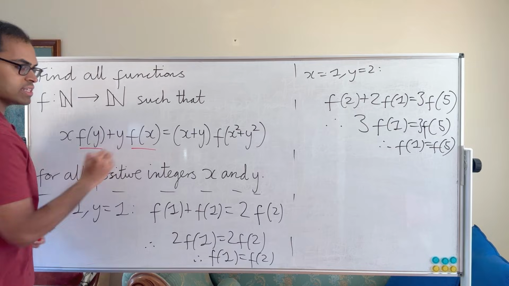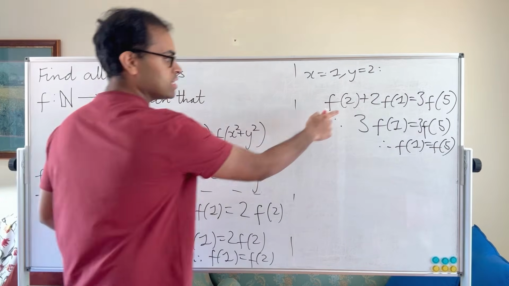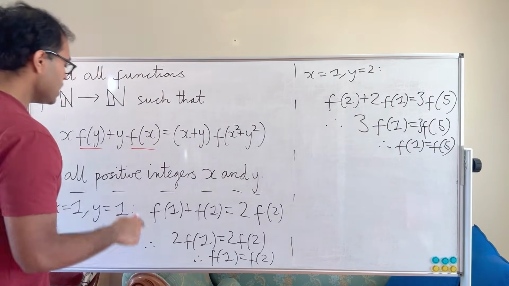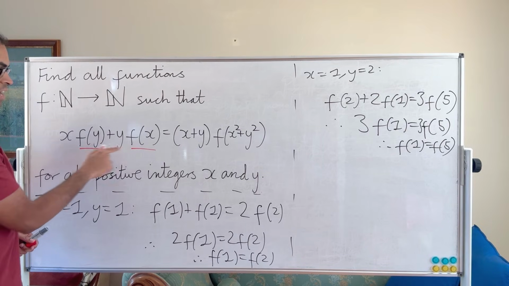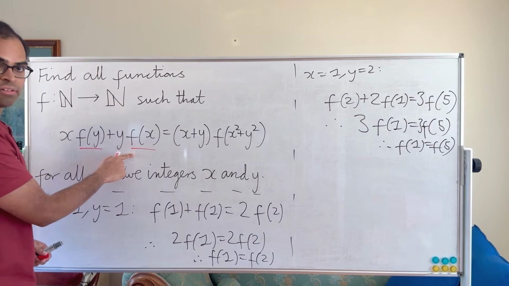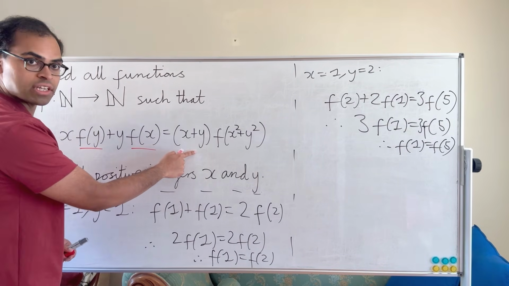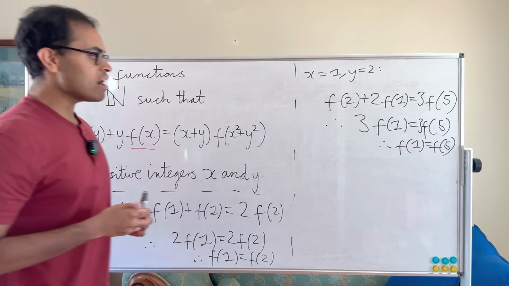If f of y and f of x are the same, just like it was the case here that f of 2 and f of 1 are the same, then we're going to get an x plus y, f of x here. So x plus y can be factored out, and x plus y is factored out here. And let's actually just write out what I just said.